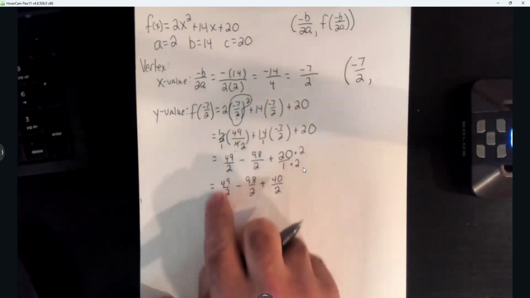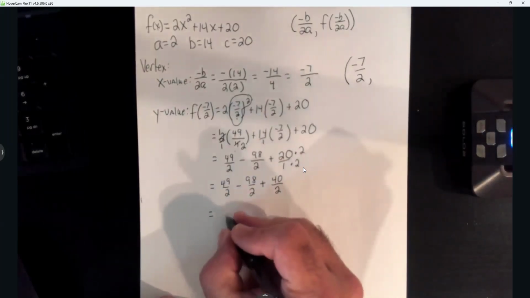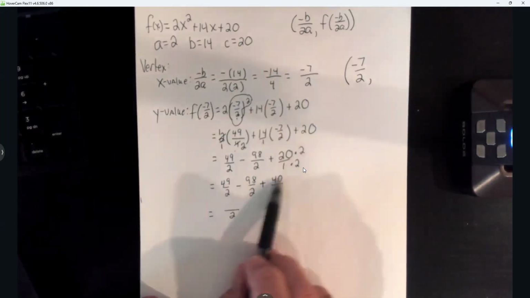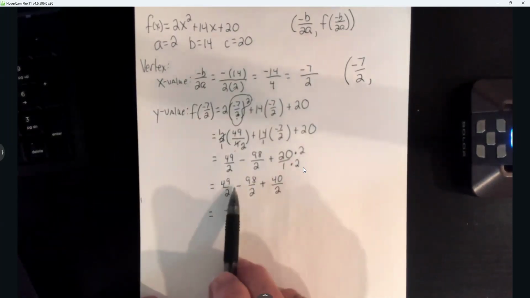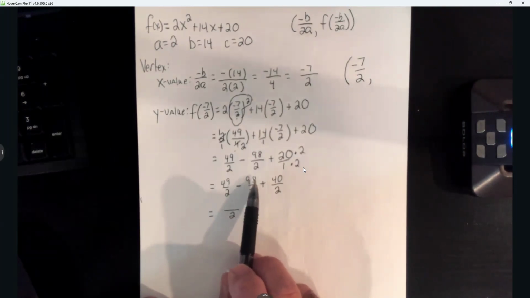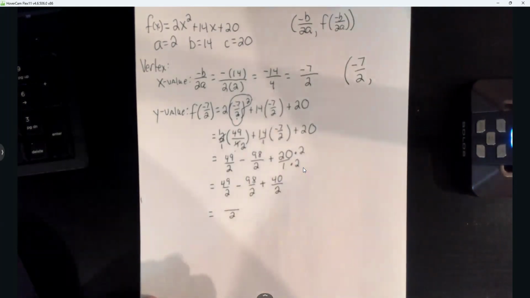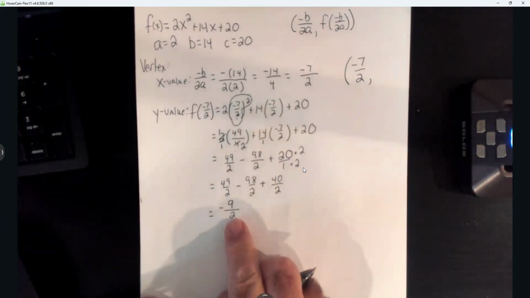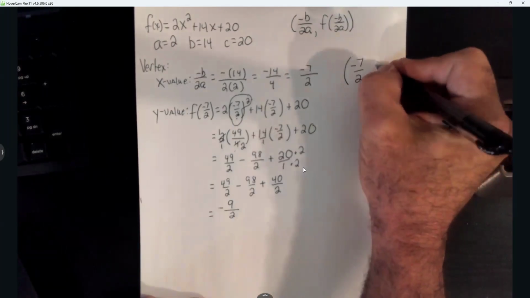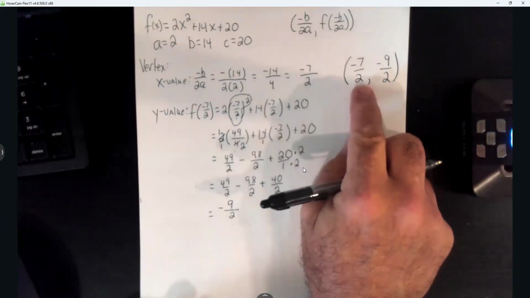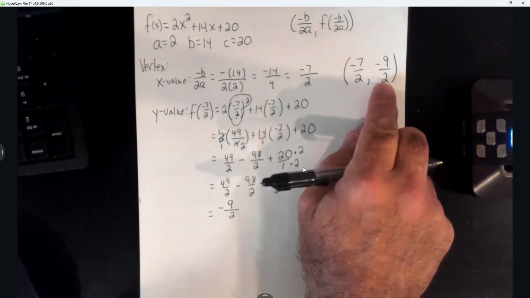Now, since I got a common denominator of 2 on the bottom, we can figure out what the top is. We got 49 minus 98, which is a negative 49. And then negative 49 plus 40 gives what? Negative 9. Perfect. So I get a negative 9 halves. So that would be our x value and our y value.